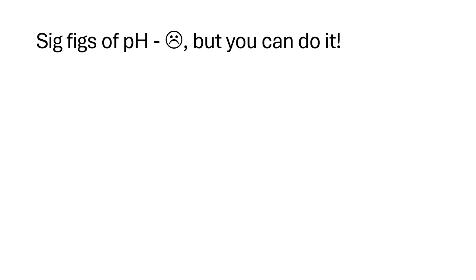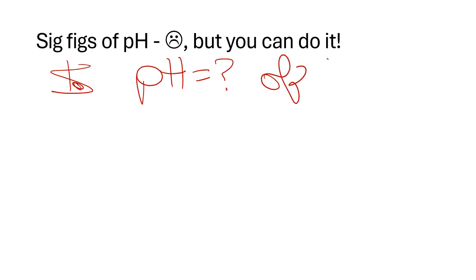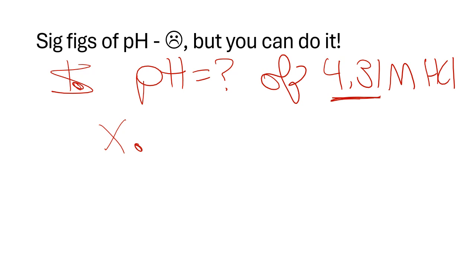So let's say you're asked for the pH of 4.31 molar HCl. There's 3 sig figs, so the pH is going to be huge. Don't actually type this in your calculator, or it's going to be extremely small. It's negligible. But it's going to be 3 decimal places.